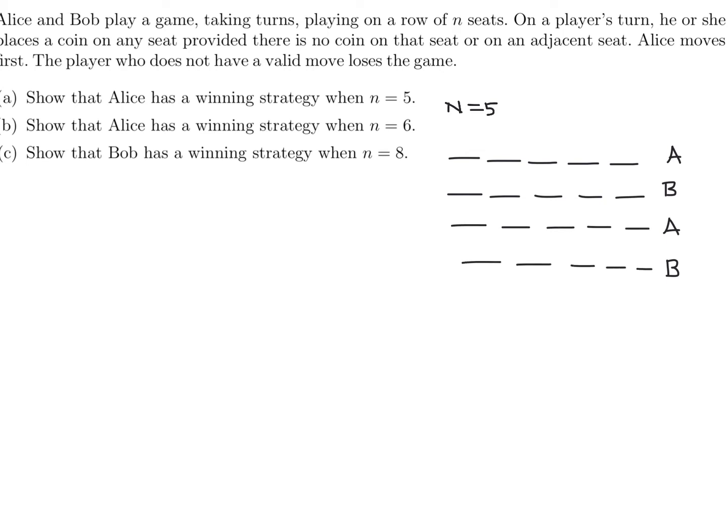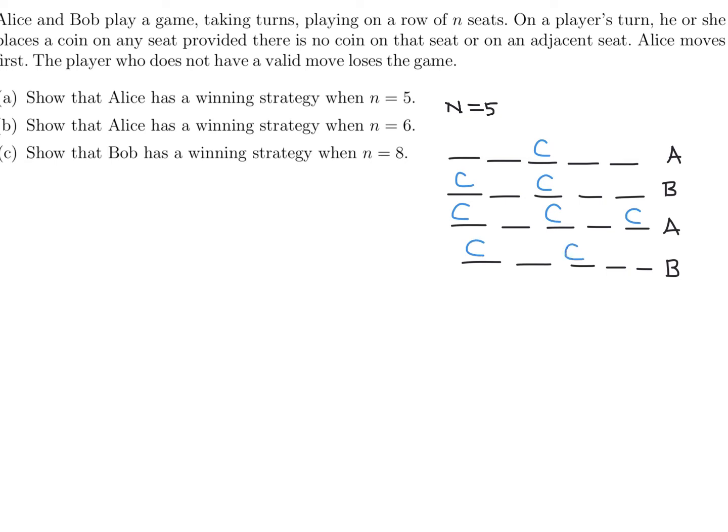If Alice goes first, she puts the coin on seat 3. Then Bob goes second. He can now only put his coin either here or here. And let's just say he puts it here. By symmetry, the other scenario will be exactly the same. I'll just do one of the two possibilities. Then Alice now has to go, and she will then put a coin on that slot, which is slot 5.